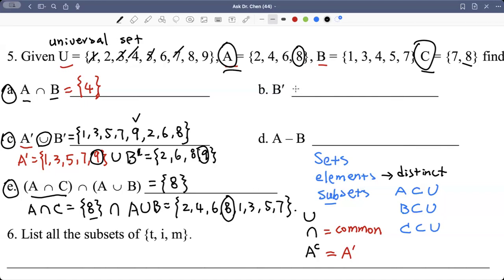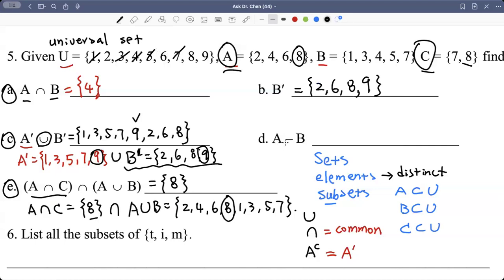Now let's see B complement. We already found B complement here, right? B complement means the elements not in B, but in the universal set. So you see 1, 3, well, let's just do one more time. So 1 in B, 3 in B, 4 in B, 5 in B, 7 in B. What's left? 2, 6, 8, 9. So B complement contains 2, 6, 8, 9. 4 elements.